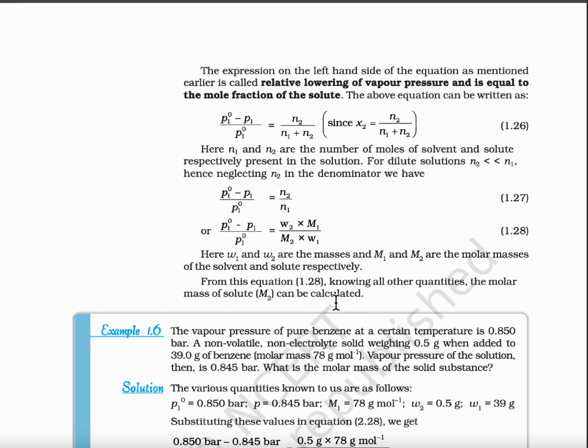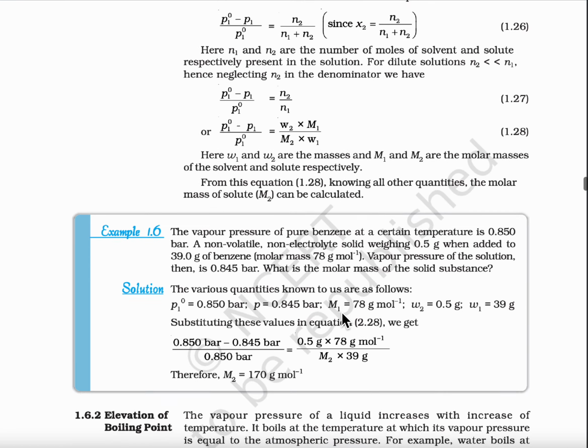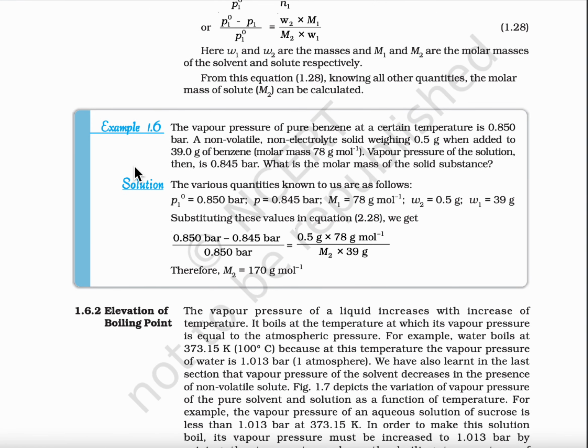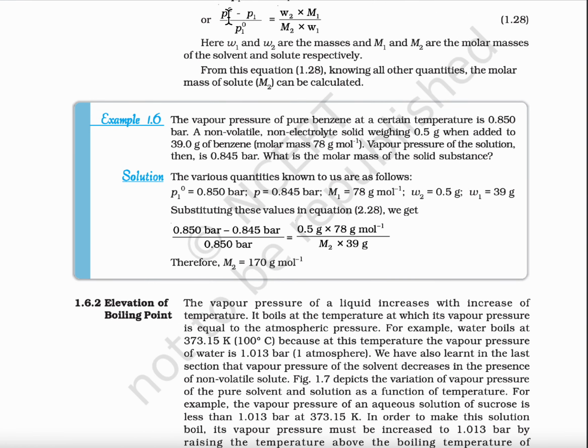So this will be your numerical question where they'll give you P1 naught, then W2, M1, W1, everything, and you will have to find M2. Now to find M2, you can just bring M2 to this side and these quantities to the other side, and you can calculate the M2 part. This example is based on this formula.